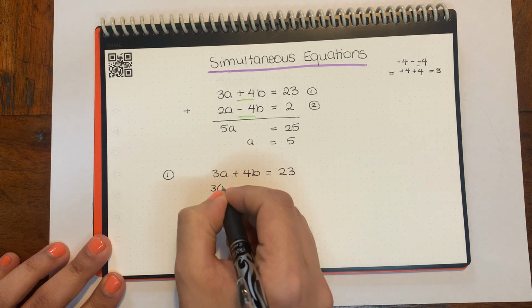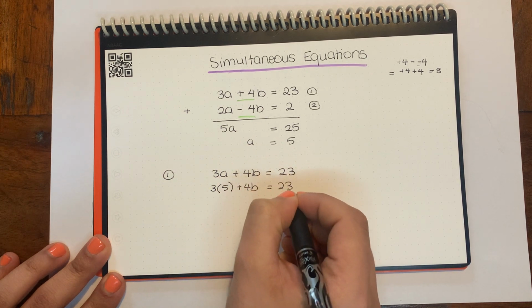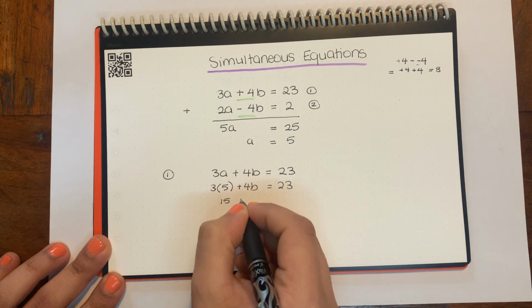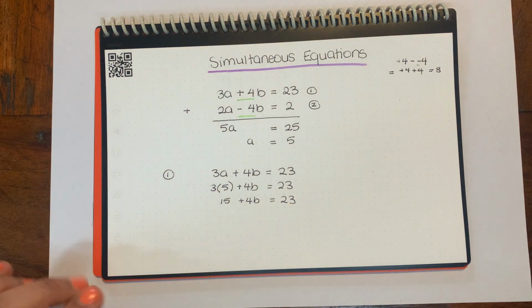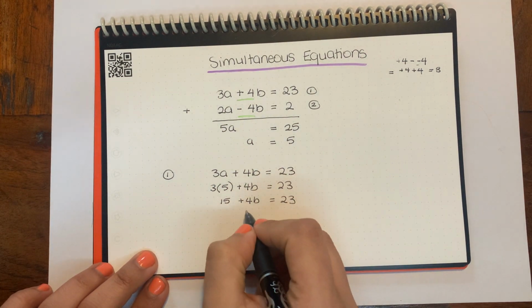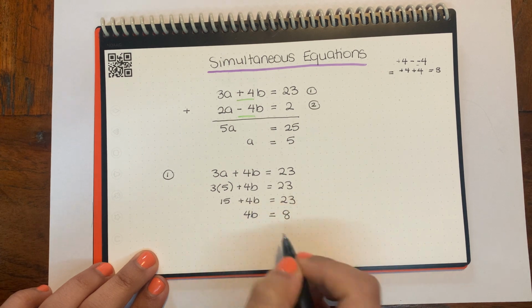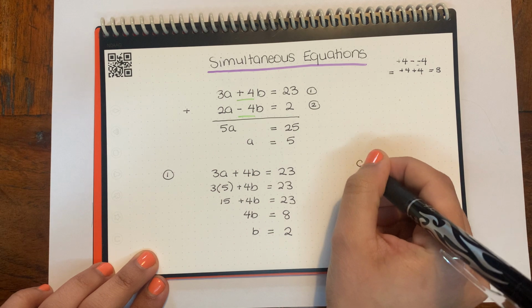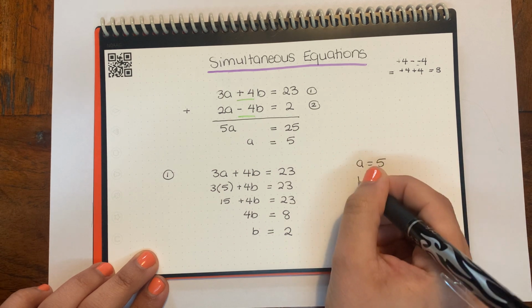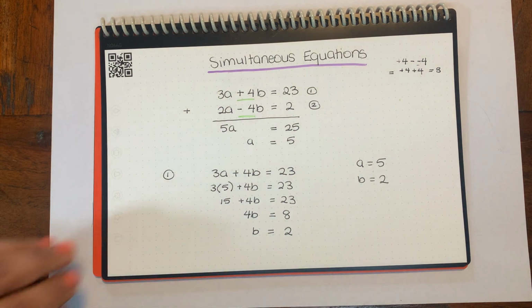So 3 times 5 plus 4b equals 23. That gives me 15 plus 4b equals 23. I'm just going to rearrange here to solve. I'm going to start by taking away 15 on that side. 4b is equal to 23 take 15, which is 8. And then I'm going to divide both sides by 4, so b is equal to 2. So there are my 2 solutions: a equals 5 and b equals 2. So that's that question done.